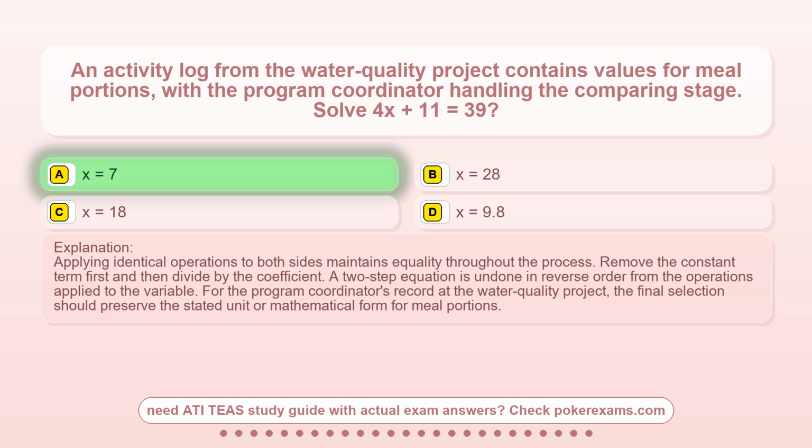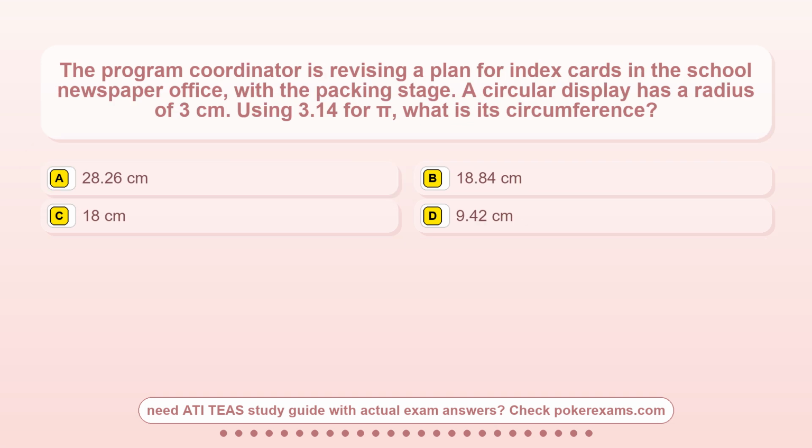Applying identical operations to both sides maintains equality throughout the process. Remove the constant term first and then divide by the coefficient. A 2-step equation is undone in reverse order from the operations applied to the variable. For the program coordinator's record at the water-quality project, the final selection should preserve the stated unit or mathematical form for meal portions.